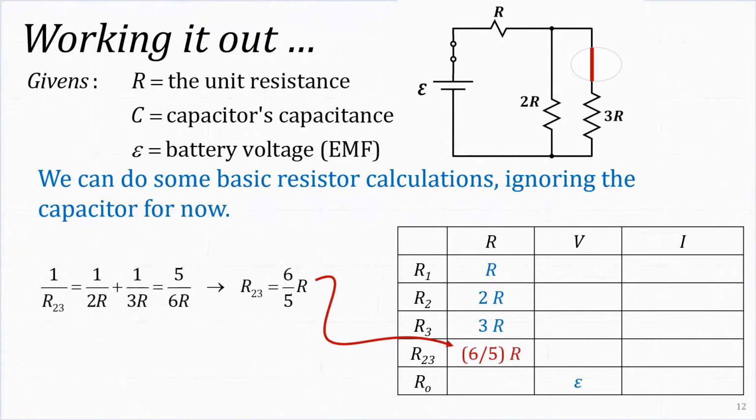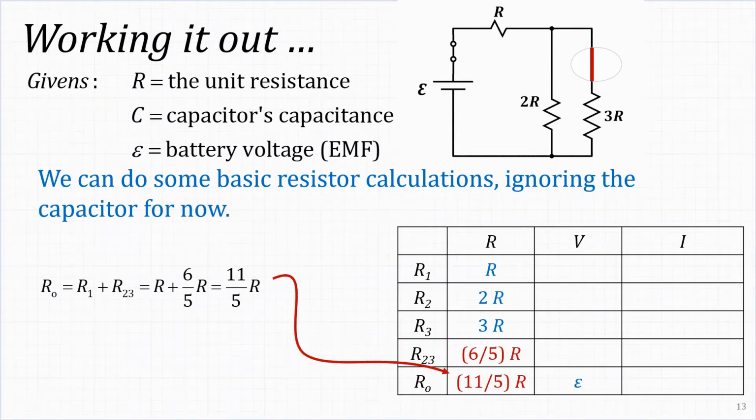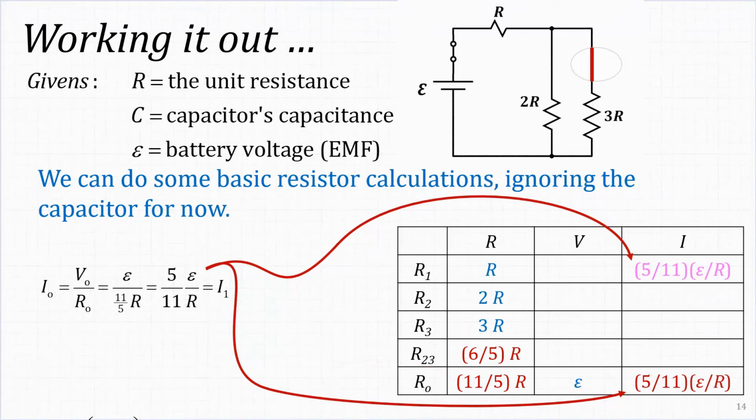First, I can find the combined resistance of the 2 parallel resistors on the right, then the total resistance of the circuit initially. Knowing the EMF voltage for the circuit, I can get the maximum current for the circuit, which is also the current through R1.